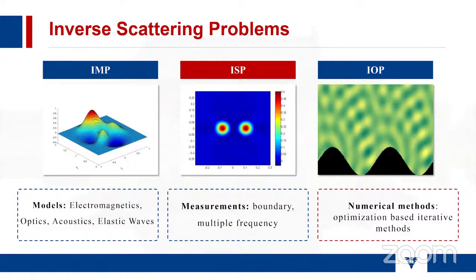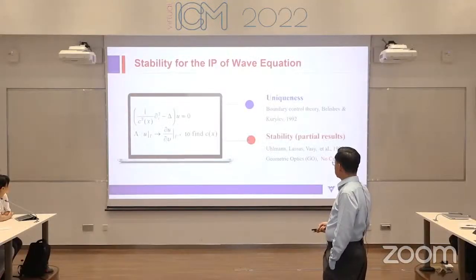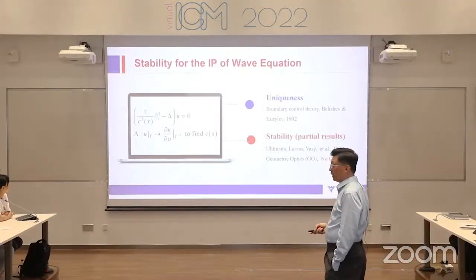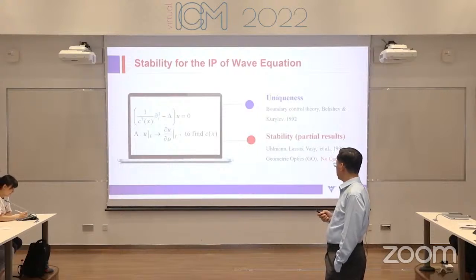For computation, numerical methods, I think we have to restrict ourselves to optimization-based iterative methods. I should mention that there are a lot of recent works on direct imaging methods, but that is out of the scope of this talk. Okay, so as I said, for the Calderón problem, there's a fixed frequency, actually zero frequency. The problem is highly ill-posed.